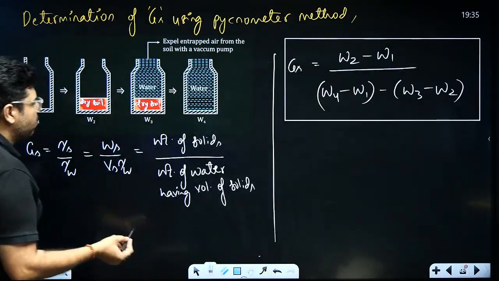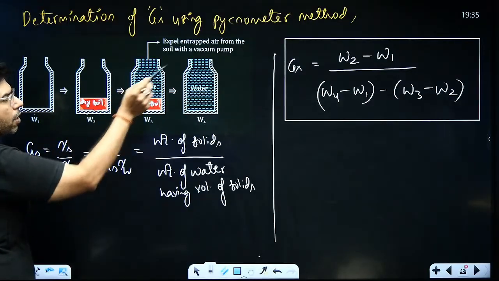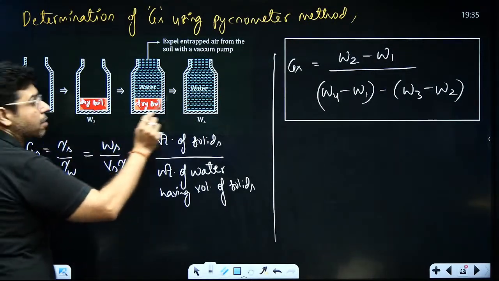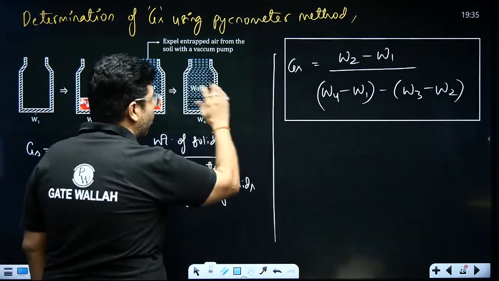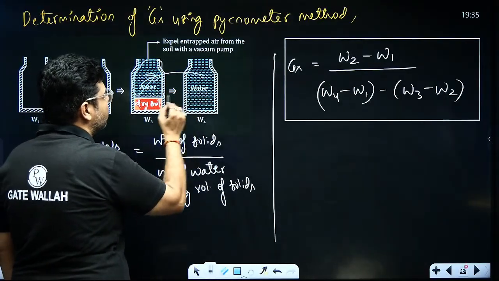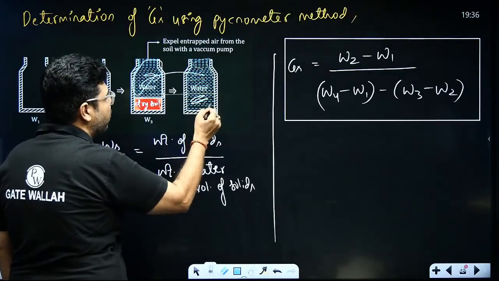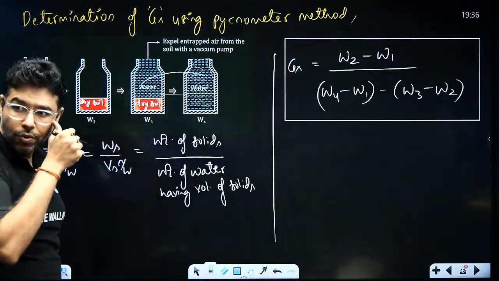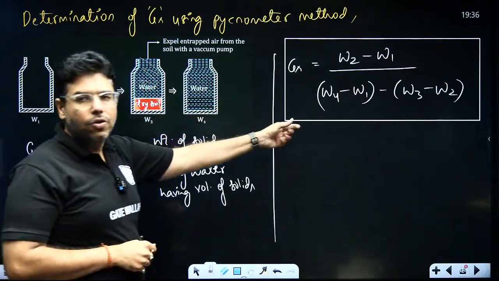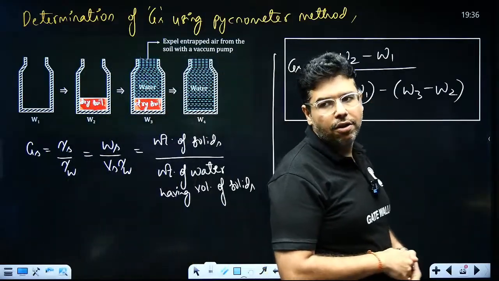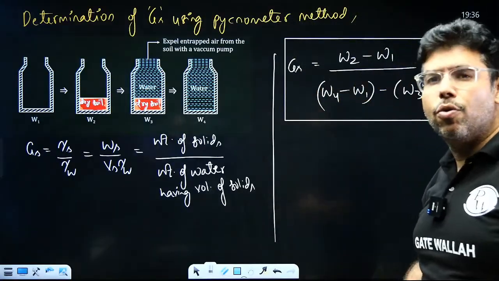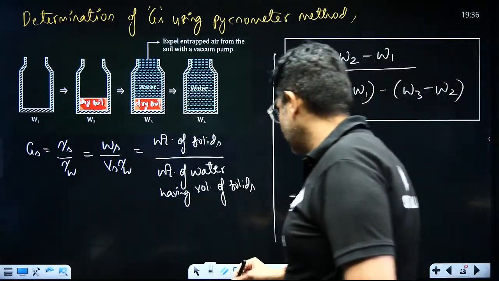So what I have done, very simple. First, I have taken W2 minus W1, that is weight of solids. Now, weight of water having volume of solids. For that, I have taken W4 minus W1, that is the weight of water. Now, from this much water, subtract this much water. You will get weight of water that is having volume of solids only. So W3 minus W2 will give me this much amount of water. Subtracted from W4 minus W1, you will get the weight of water having volume of solids, and that will be my Gs. So using the pycnometer method only, you can calculate the Gs also.